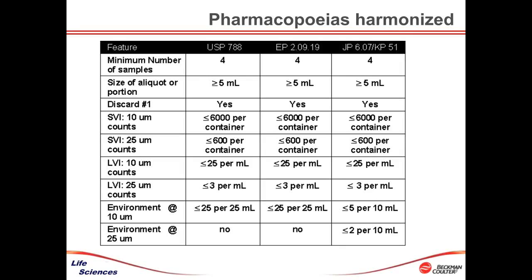So we have these Pharmacopeia methods, the USP 788, the European EP 2.9.19, Japanese 6.07, the Korean 51, and so forth, that all basically have the same method, the same steps to test it, and the same limits.